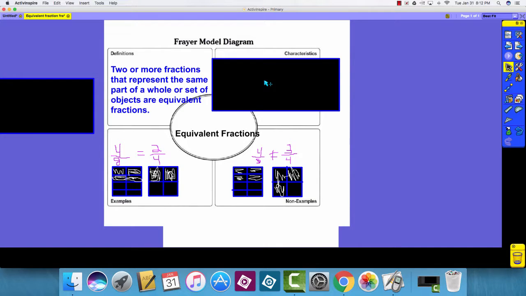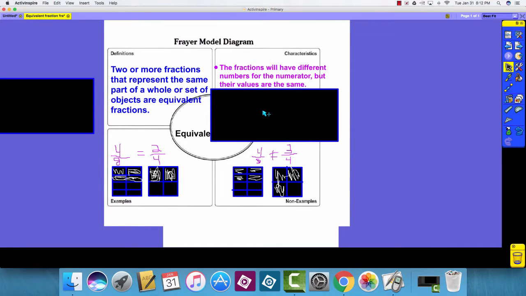All right, I'm going to assume that you paused the video and have that down. Let's think about some of the characteristics of equivalent fractions, okay? The fractions will have different numbers for the numerator, but their values are still the same. So you still might see different numbers there, but they're still the same amount shaded. Go ahead, pause the video, and get this down. All right, I'm going to assume that you got that first characteristic down. Let's go to the second one now.